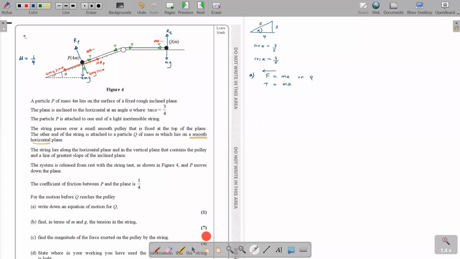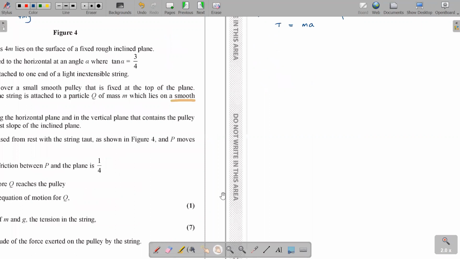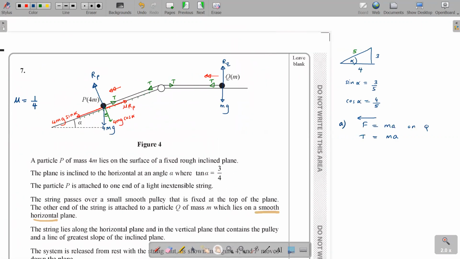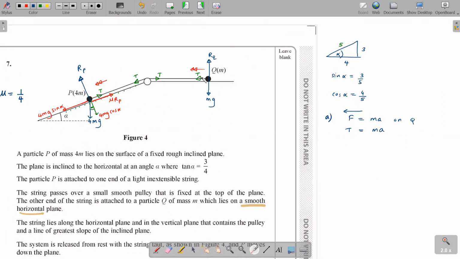And now look how many marks are there? 7 marks, which means obviously you have a lot of working to do here. Most of the working is done here. Okay, what are we supposed to do? We are supposed to find the tension in the string. So let's do what we know. We apply F equal ma to particle Q.